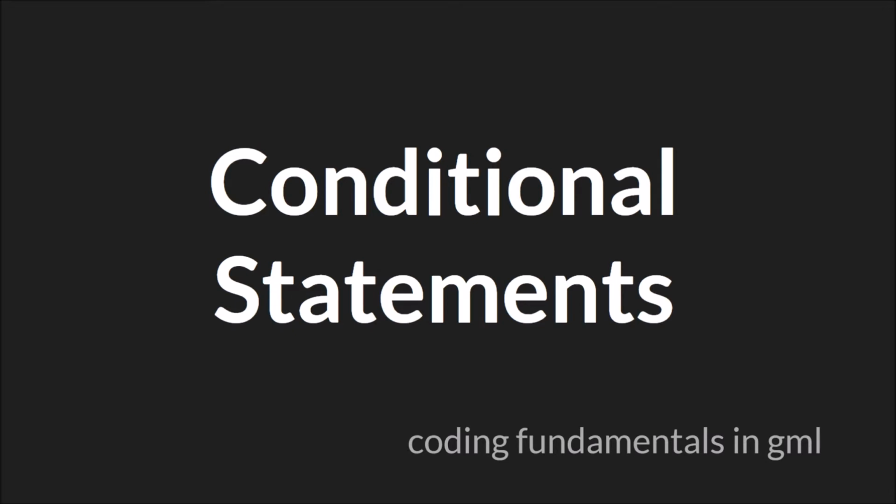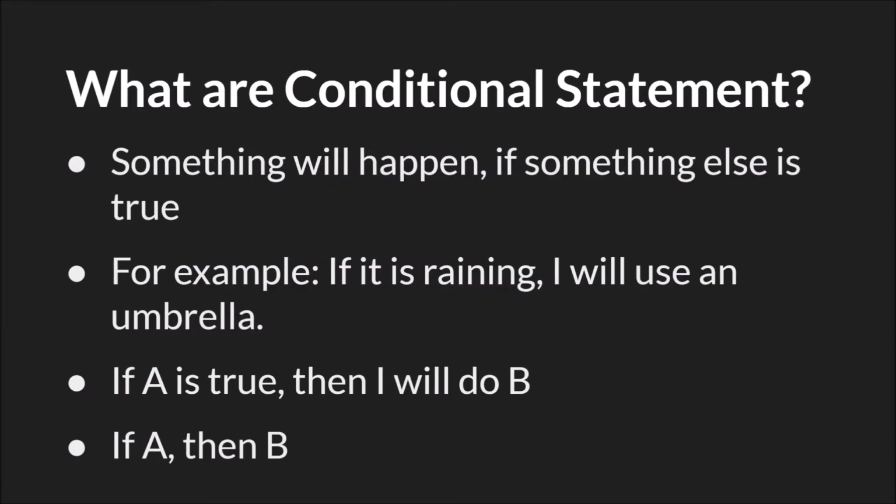In this tutorial, we're going to be talking about conditional statements. In a conditional statement, something will happen if something else is true. And we use this all the time in our everyday lives. For example, if it is raining, I will use an umbrella. In other words, if A is true, then B. This is normally abbreviated to if A, then B.